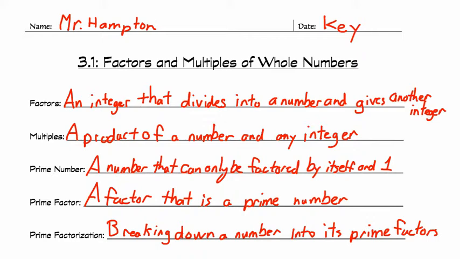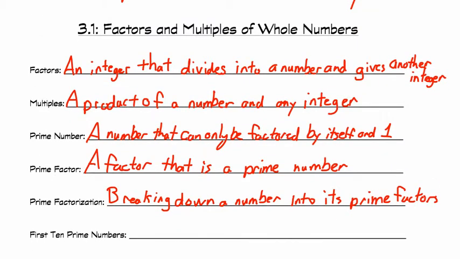Something else we should look at are the first 10 prime numbers. These are numbers that we are going to want to memorize as they will help us with prime factorization. The first 10 prime numbers are 2, 3, 5, 7, 11, 13, 17, 19, 23, and 29.